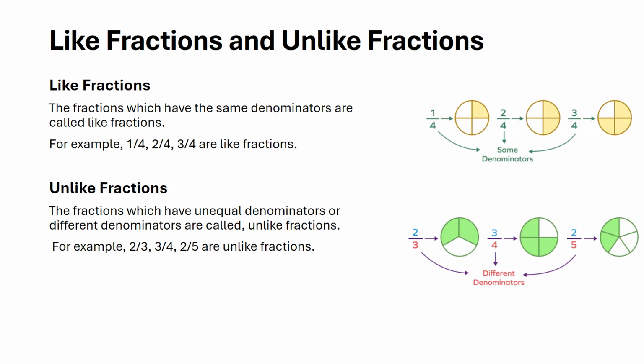Like fractions are fractions that have the same denominators. For example, 1/4, 2/4, and 3/4 are all like fractions. Unlike fractions are fractions with different denominators. For example, 2/3, 3/4, and 2/5 are unlike fractions.